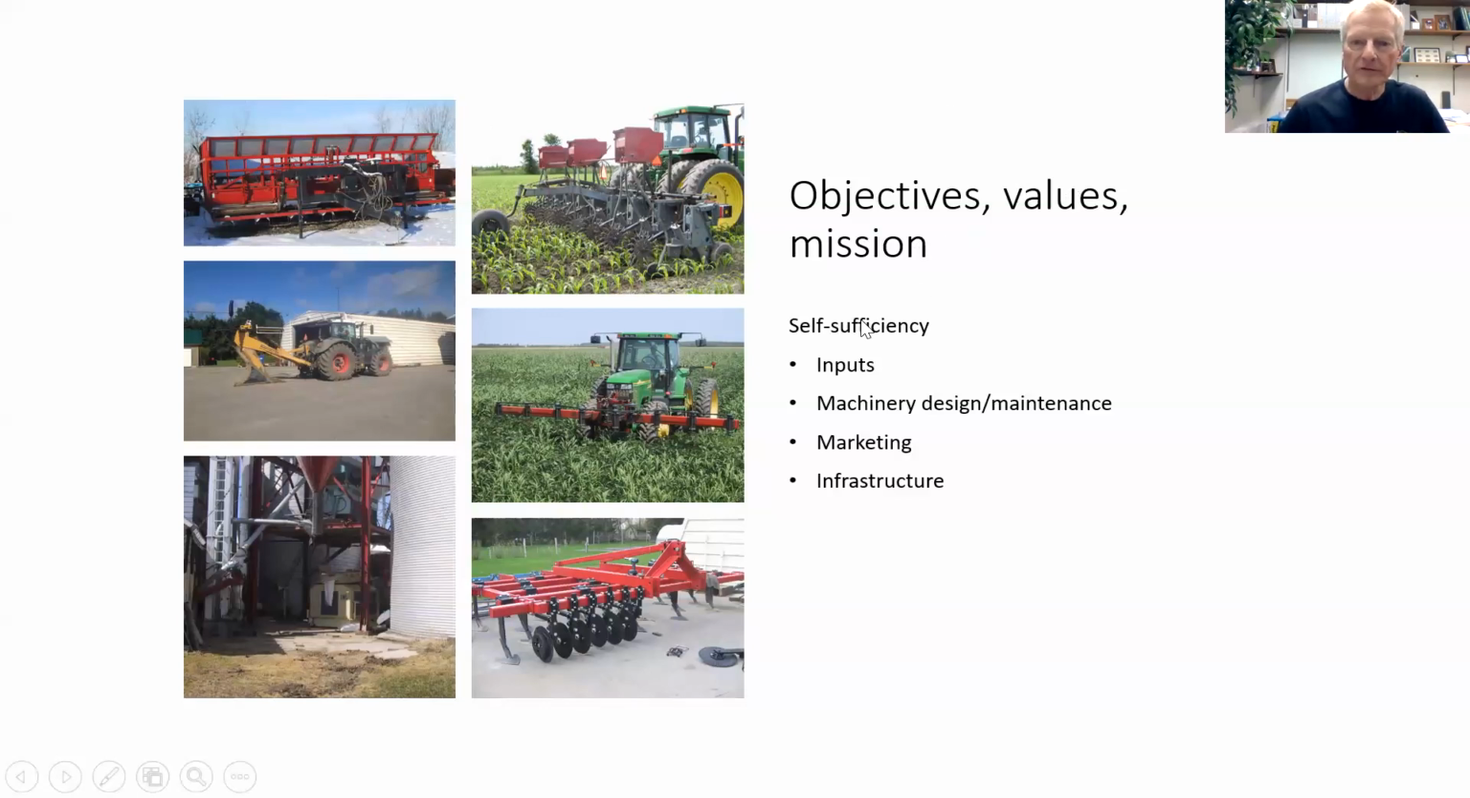And so one of their missions is self-sufficiency in inputs, in marketing, in infrastructure, and in machinery design and maintenance. They have designed a manure spreader. They've designed an inter-row cover crop seeder. They've designed a piece of tillage equipment which allows them to kill perennials in one pass. They've designed a piece of machinery that pulls weeds out of organic soybeans.